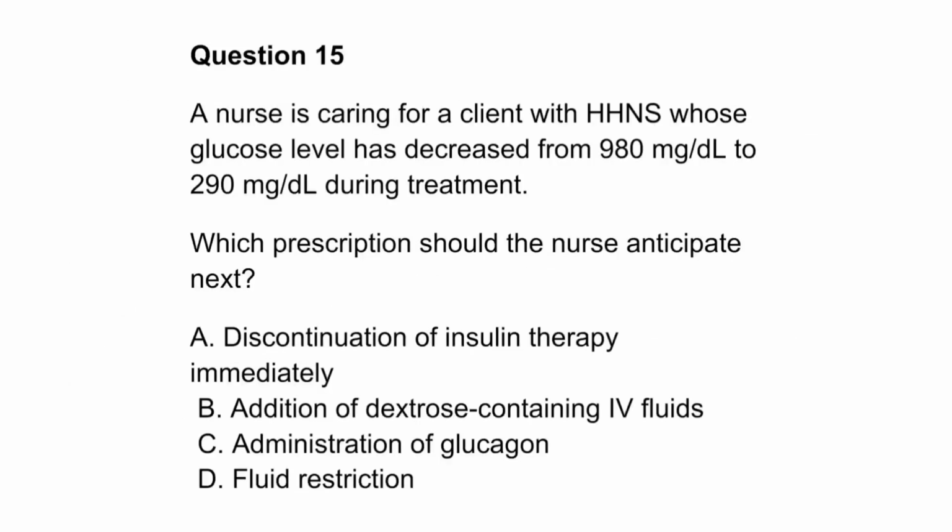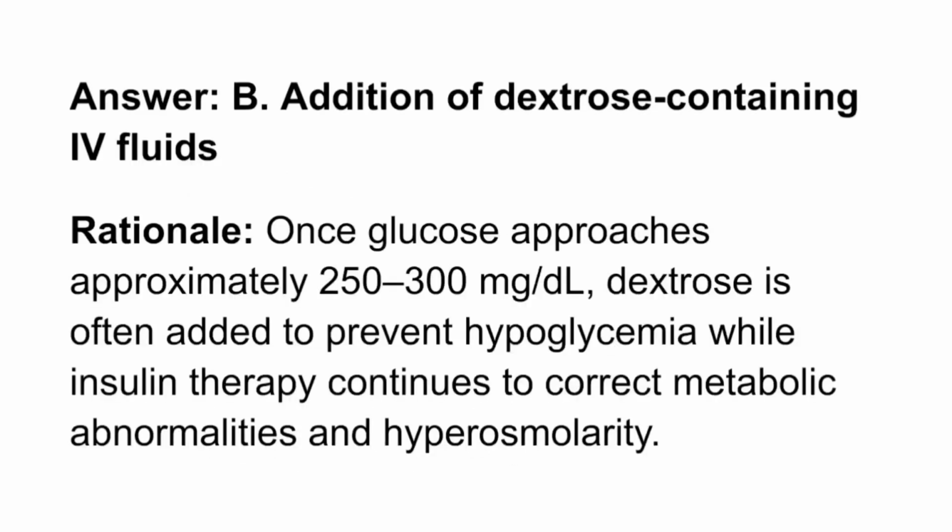Question 15. A nurse is caring for a client with HHNS whose glucose level has decreased from 980 milligrams per deciliter to 290 milligrams per deciliter during treatment. Which prescription should the nurse anticipate next? A. Discontinuation of insulin therapy immediately. B. Addition of dextrose-containing IV fluids. C. Administration of glucagon. D. Fluid restriction. Answer: B. Addition of dextrose-containing IV fluids.